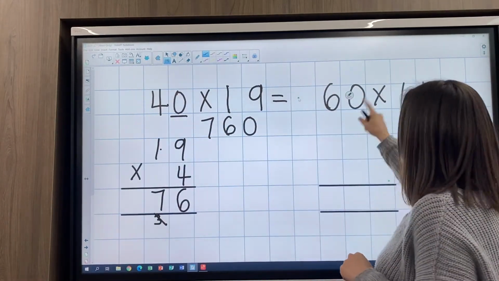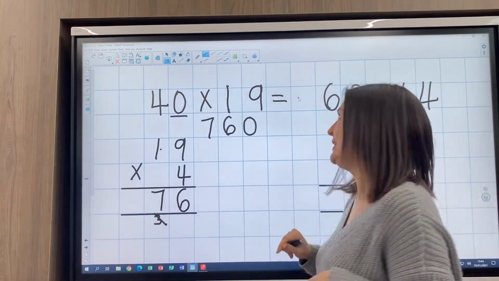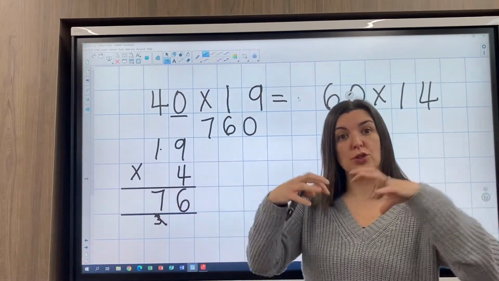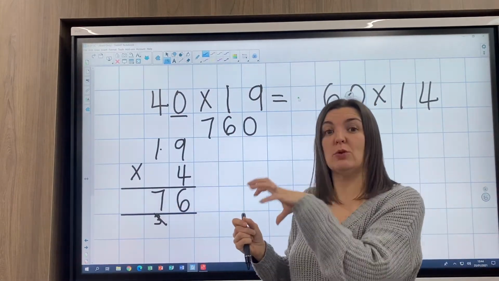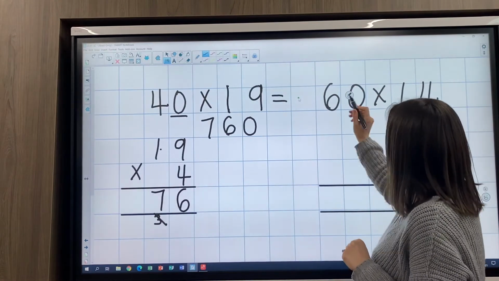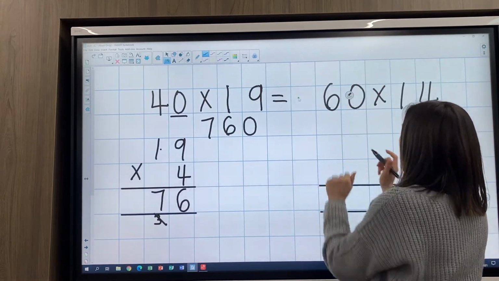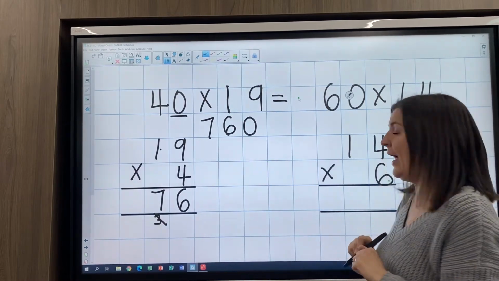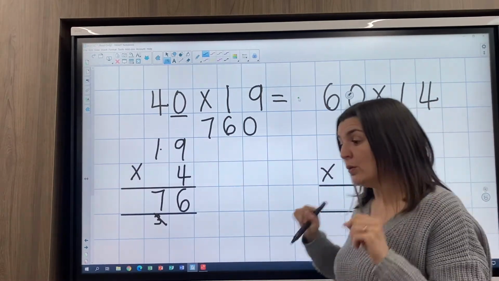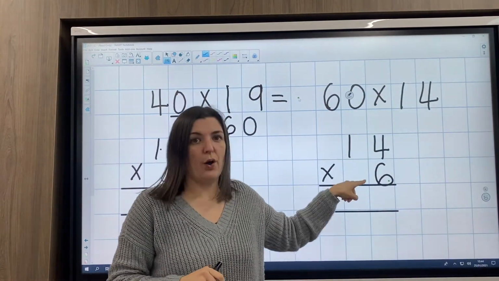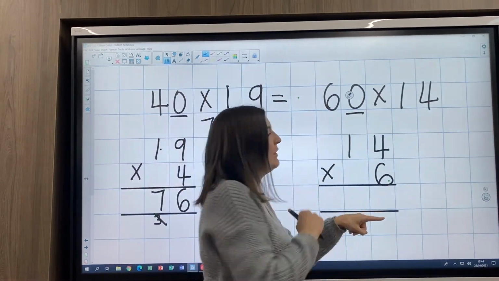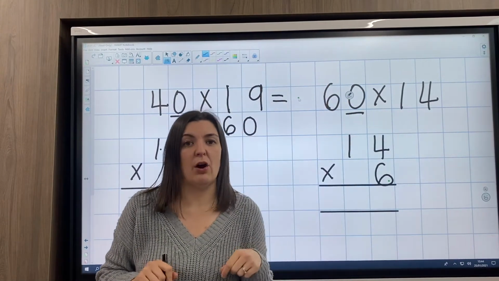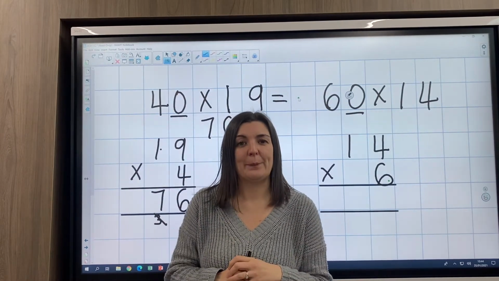Similar to this one, so I'm going to get you to pause in a second. This one's 60 times 14. So the product of those two numbers is 60 multiplied by 14. I'm going to get rid of the 0, and I'm going to do 14 multiplied by 6. I want you to pause the video now and have a go at this one. Remember that you've knocked a 0 off, so when you've done your 14 times 6, you need to put the 0 back on. So pause now and have a go.